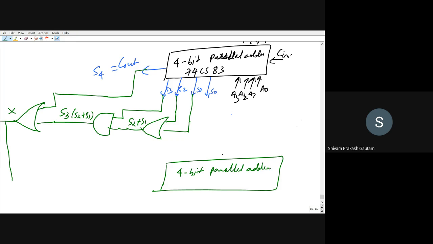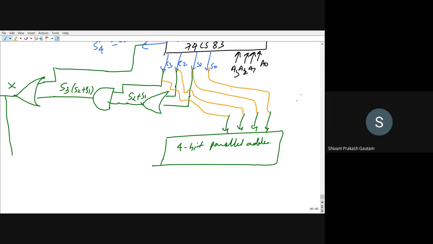again, where the input this time will be the previous sum. Previous sum was S0. S0 will be flowing here. S1 will also be flowing here. S2 will be flowing here, and S3 will be flowing here, right? So this second 4-bit parallel adder is acting as a corrector unit.